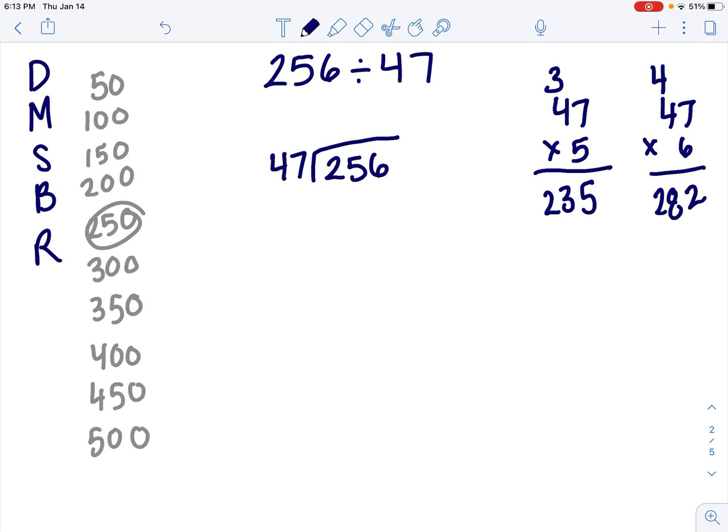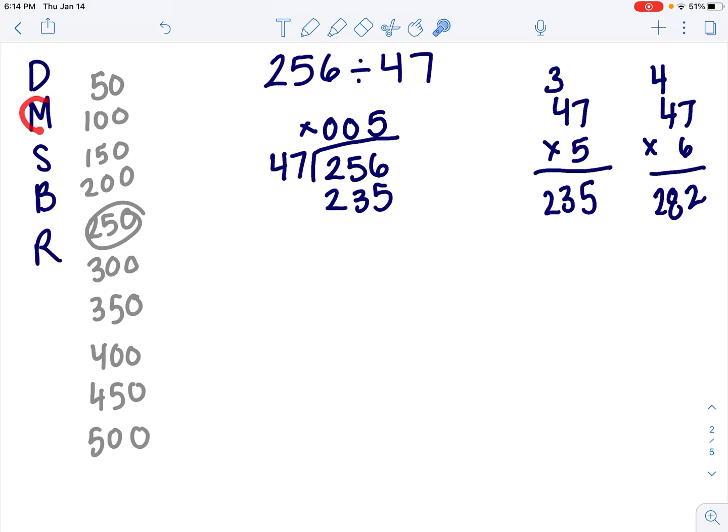All right, let's go back to our original problem. 47 doesn't go into 2, and it's bigger than 25 as well. So next we're going to try 256. 47 times 5 is what gets us close to 256 without going over. So that 5 is going to go directly above the 6. Okay, we just did our first step. Divide. Now we need to multiply. 5 times 47, we said, was 235.